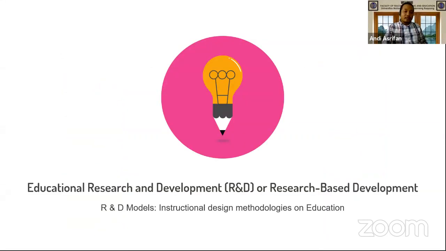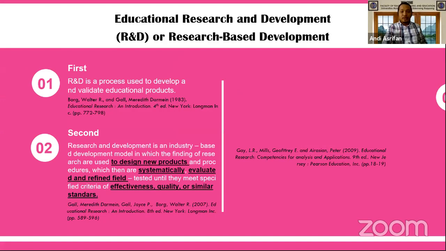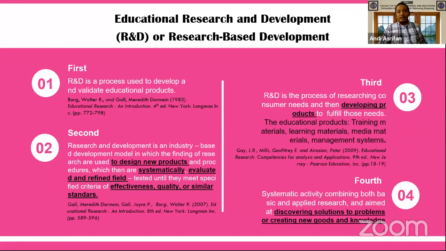Here, what is educational research and development or research-based development? The first, R&D is a process used to develop and validate an educational product. We underline this one, this product. And then the second is to design a new product, systematically evaluate it and refine it, and then test it until it meets specified criteria of effectiveness, quality, or similar standard.